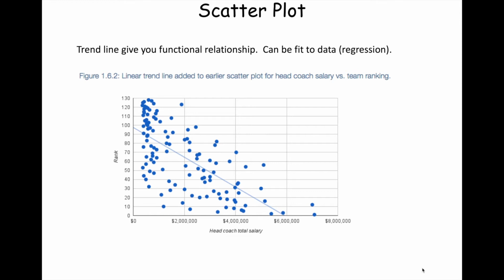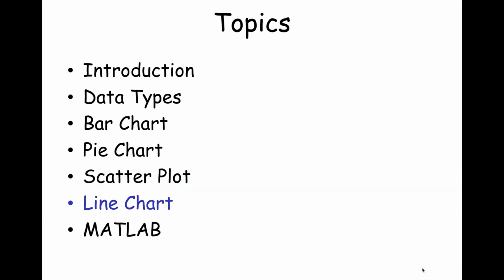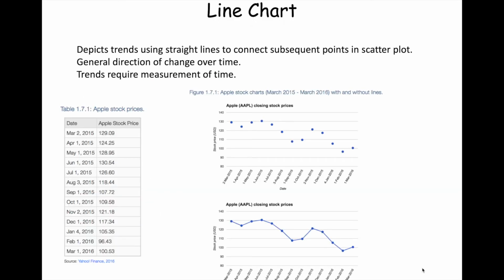Okay. So that's a scatter plot. Let's take a look at a line chart. A line chart kind of looks like a scatter plot, but it's a little bit different. Here we have a line chart. Looking up top, it's the same chart, but one is a connected line chart, and one just uses the points, akin to a scatter plot.